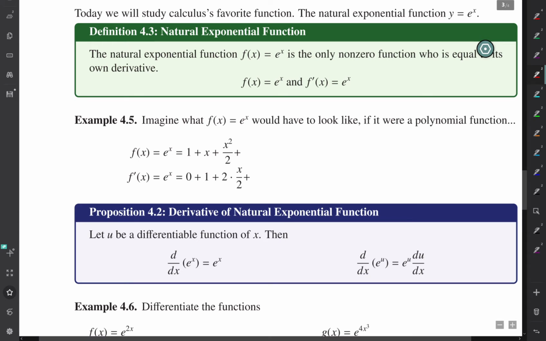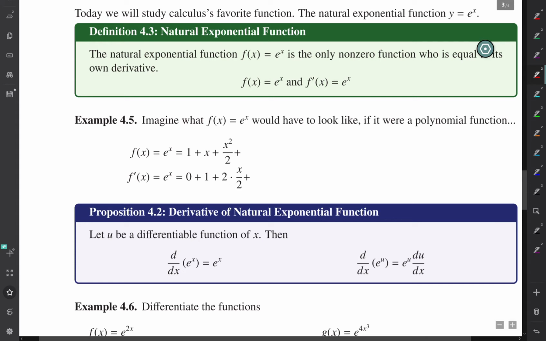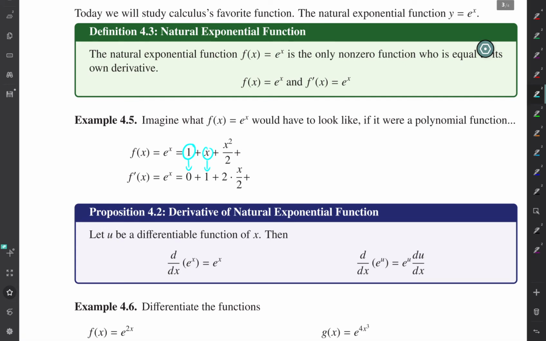Okay, and what I want you to do in example 4.5 is to imagine what e to the x would look like if it were a polynomial function. It's not quite a polynomial function, but if it were, it would have to have this following property, that when you take the derivative, you get e to the x back, right? So if the polynomial were to start with 1, then when you take the derivative of 1, you should get 0, right? And then when you take the derivative of x, you should get 1. Okay, so e to the x should start off with 1 plus x, right?